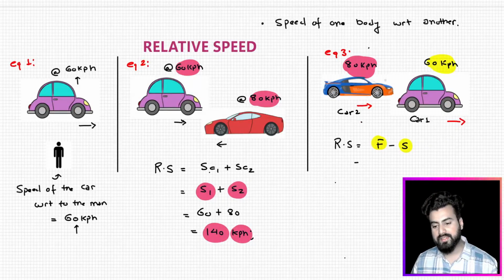So if I ask you which one is the faster object here, you would say, sir, car 2. What is the speed of car 2? It's 80 kilometer per hour. What is the speed of slower object, slower body? It's car 1, 60 kilometer per hour.